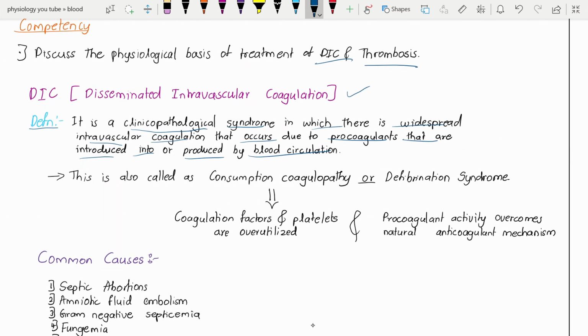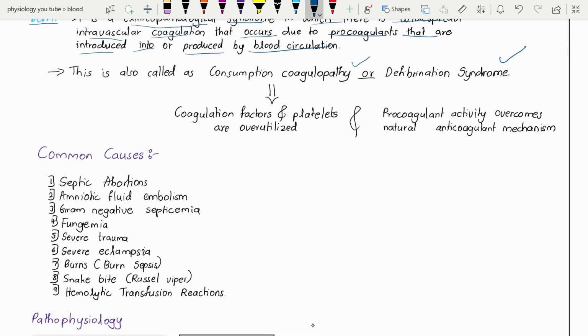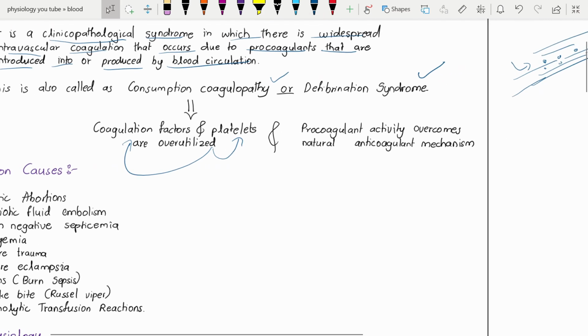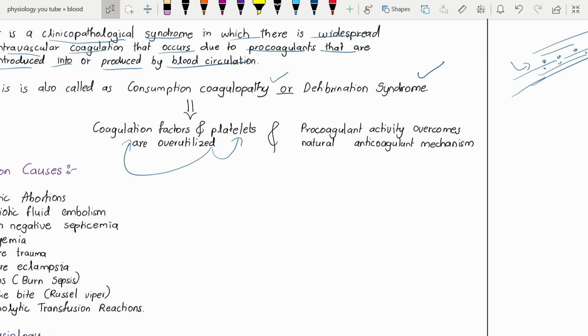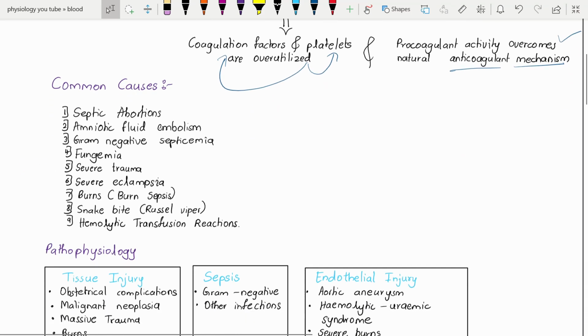This is also called consumption coagulopathy or the defibrination syndrome. Why do we call it consumption coagulopathy? The reason is that overutilization of the clotting factors and the platelets. And in this disease, procoagulant activity overcomes the anticoagulant mechanism. So there is excess clotting happening within the blood vessels.